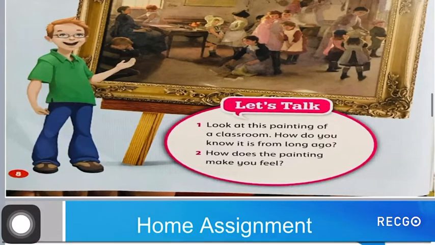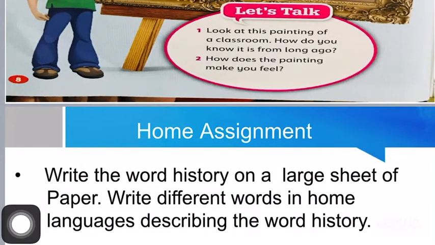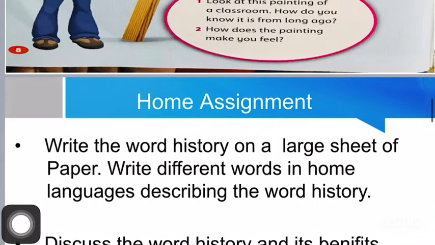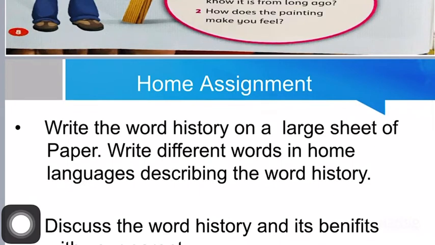now I am giving you some homework or home assignment. What is that? The first one is to write the word history on a large sheet of paper. Write different words in home languages describing the word history. What do you call history in English? In Chinese? In an African language? In Arabic? In Urdu? In Japanese? So you will be writing the word for history in different languages on this large sheet of paper.